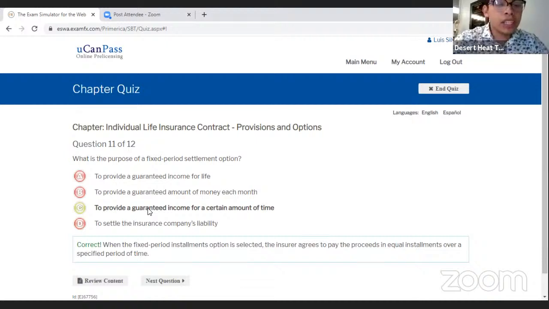To provide a guaranteed income for a certain amount of time. When the fixed period settlement option is selected, the insurer agrees to pay the proceeds in equal installments over a specific period of time. So you would say, you know what? I want to fix this. So I want fixed annuities or fixed variable. I want to fix it. So I want my son to get $20,000 each month for 7 years. And you could put how long and how much.